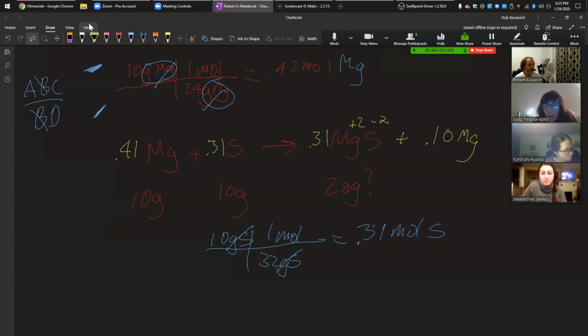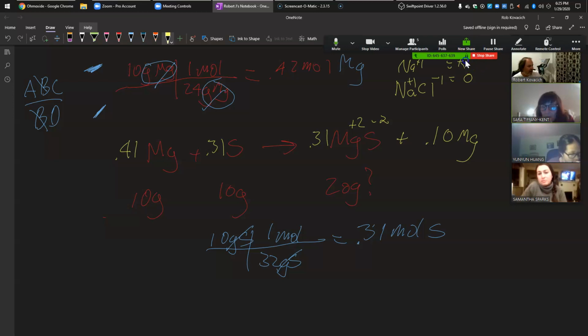So what's the formula for table salt? NaCl, sodium chloride. Why? Because sodium gave away that 1 electron and became positive, and chlorine accepted that 1 electron and became negative. So I have a +1 and a -1, and that equals 0. I can't put another sodium on here because then this whole thing would equal +1, and that's not allowed.